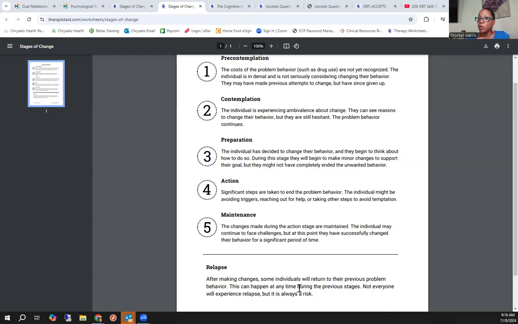All right, so that's what I have for you. Text me the stage of change you think you're in and why. Give me an explanation as to why you think you're in that stage.